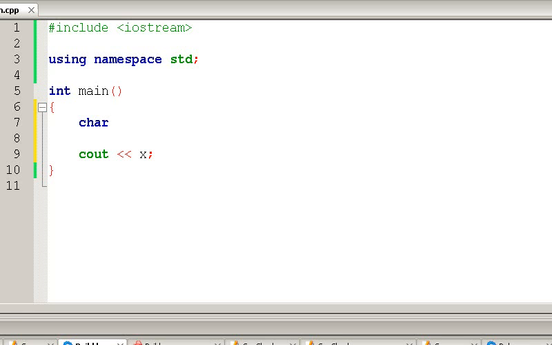Exactly, which means it can store 256 different values. Okay, so char, even though it's kind of a number, kind of like an integer, stores numbers from 0 to 255, but these numbers stand for letters of the alphabet and different characters on the keyboard.